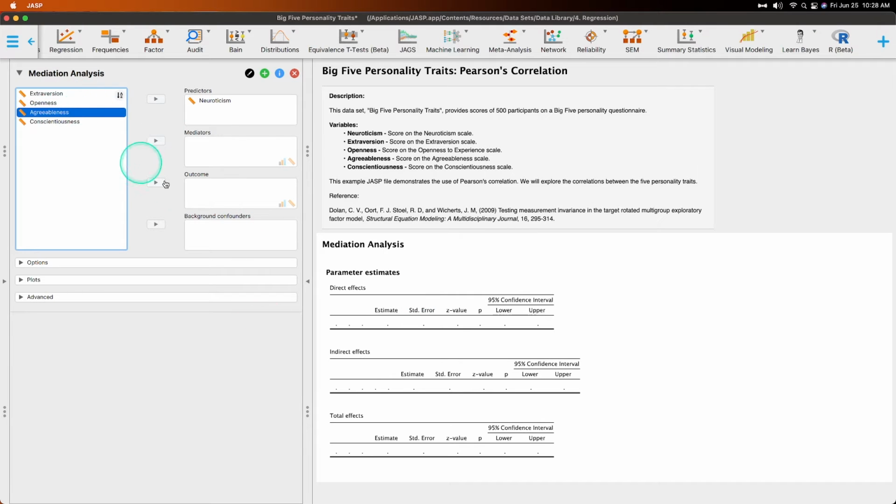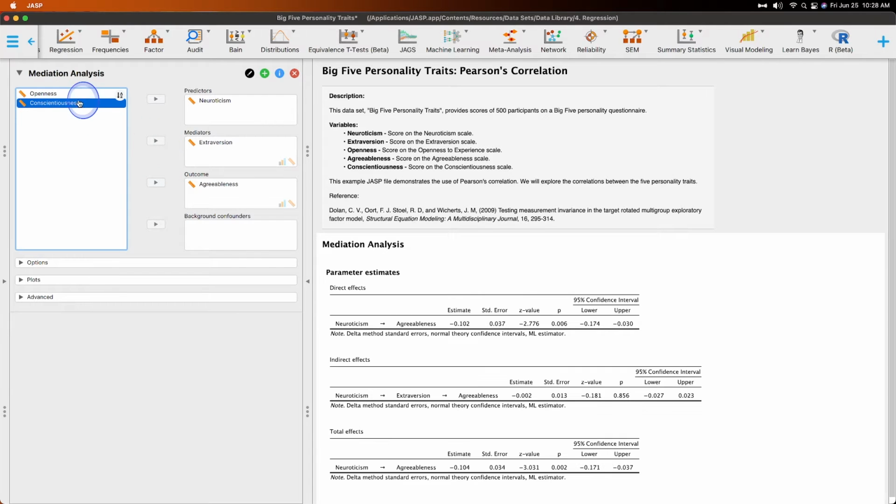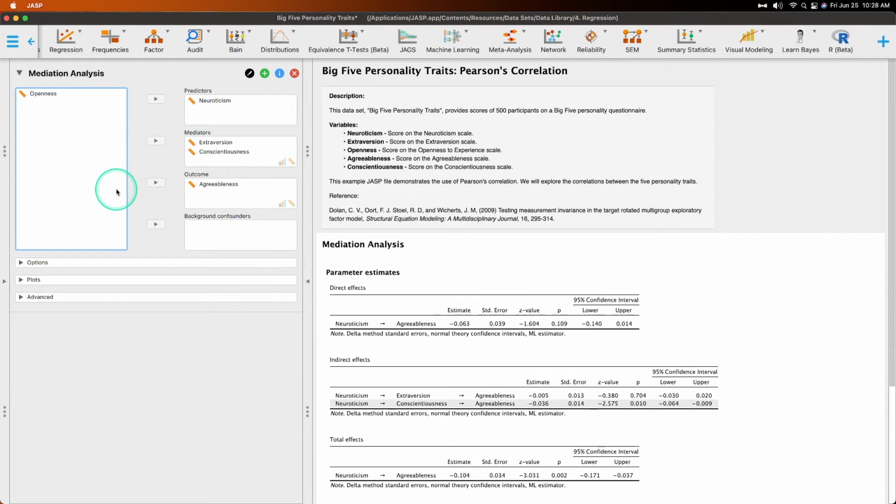What we're going to predict is we're going to put agreeableness in the outcome box. So this is our dependent variable. This is our independent variable, for a certain manner of speaking. And then we are going to put extroversion and conscientiousness as my mediators. So this makes it more complex.